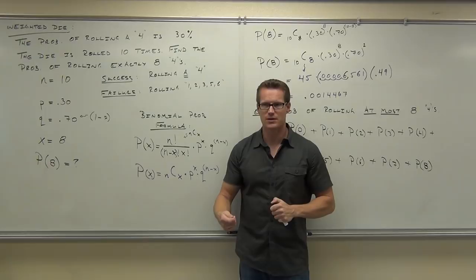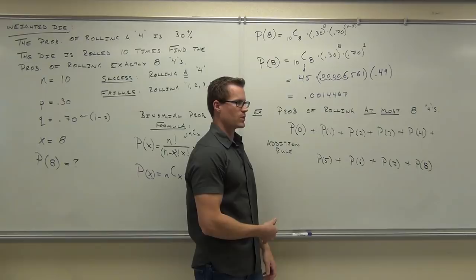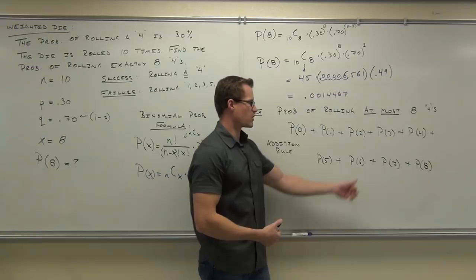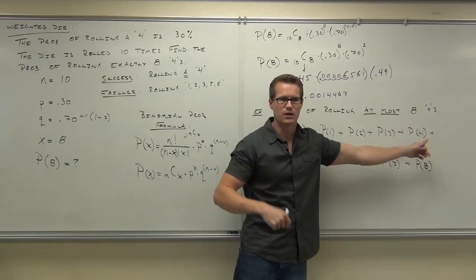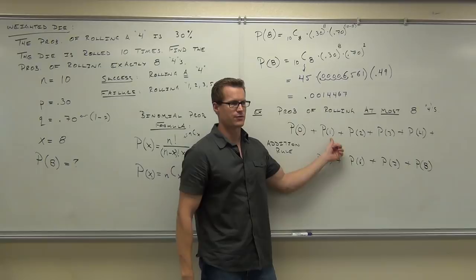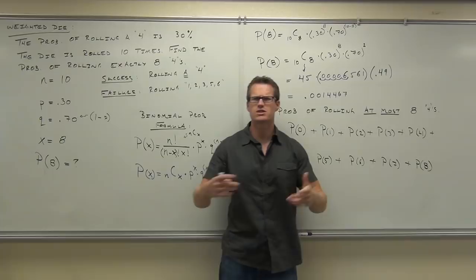So this is not the probability of rolling a 0. That can't even happen. All we can get is 1 through 6. This is not the probability of rolling a 1. We don't care about that. This is not the probability of rolling a 4. I care about how many fours I'm rolling. This is the probability of rolling 0 fours out of 10. This is the probability of rolling 1 four out of 10. This is the probability of rolling 2 fours out of 10. Or 8 fours out of 10. Do you see the difference there? That's the big point here.